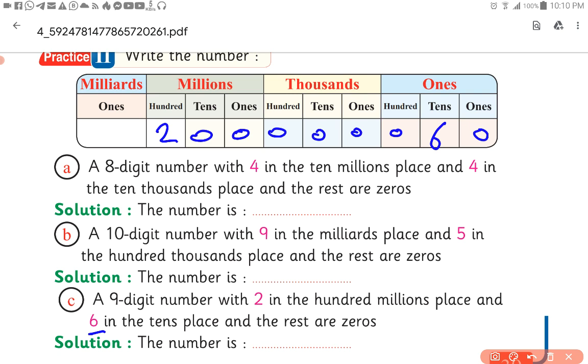To read the number, separate each 3 digits. 200 million and 60. That's okay.